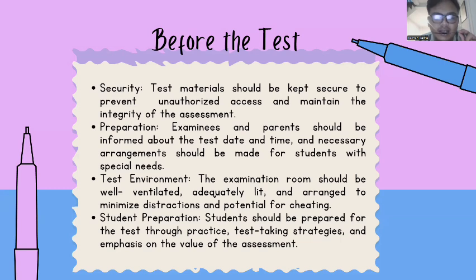The third one is the test environment. The examination room should be well ventilated, adequately lit, and arranged to minimize distraction and potential cheating by students. The final one is student preparation. Students should be prepared for the test through practice, test-taking strategies, and also emphasizing the value of the assessment itself.